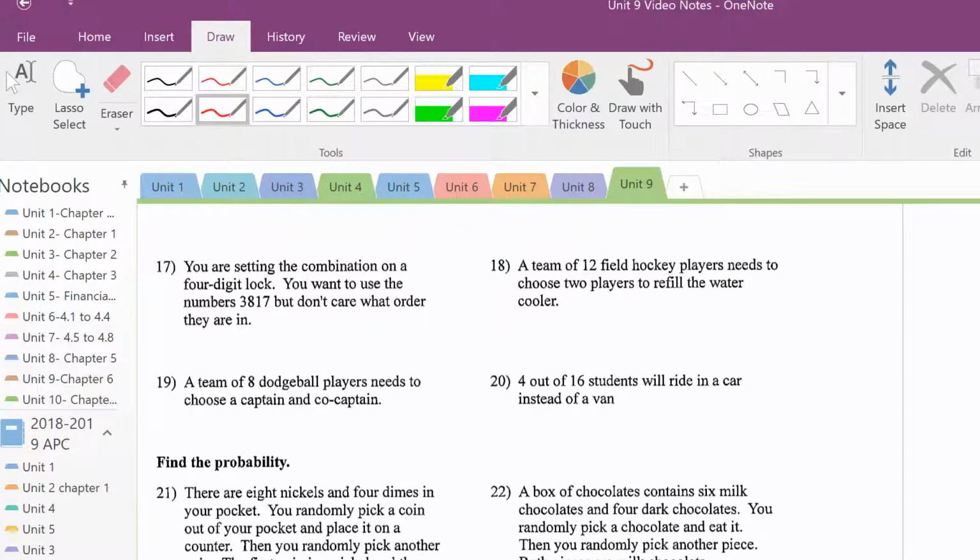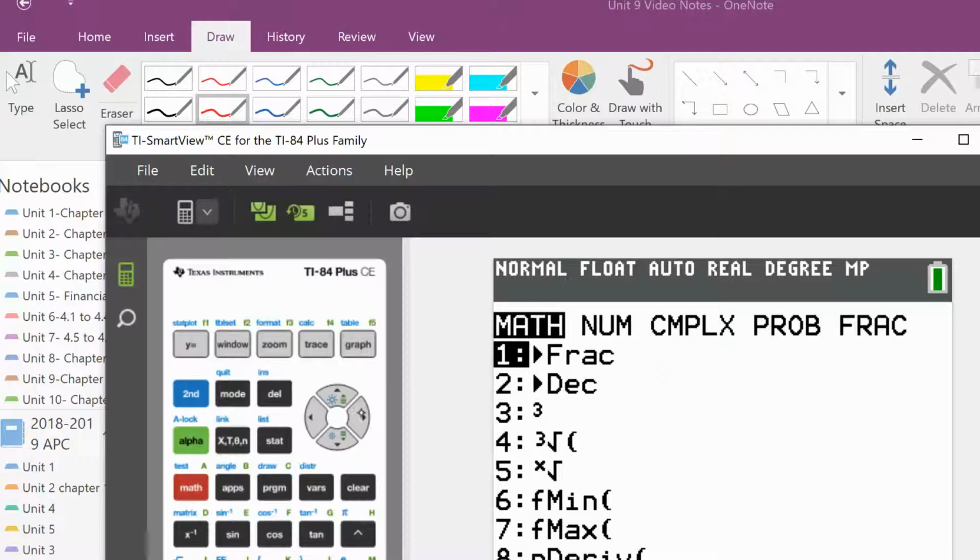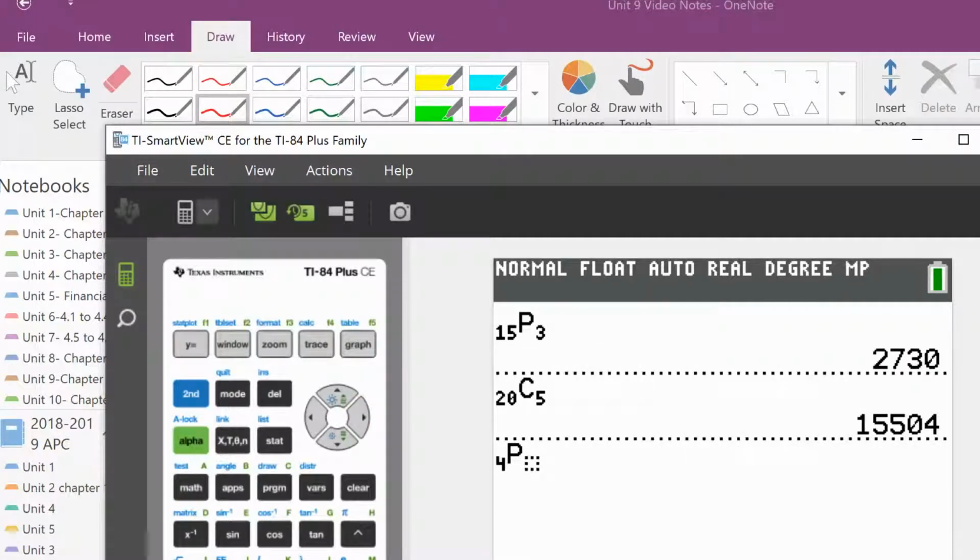Like number 17, you're setting the combination on a 4-digit lock. Now, even though it says combination, think of your locker. The combination matters, like 5, 12, 20. That is different than 25, 12 when you use your locker. So this is a permutation. And you would choose 4 numbers in 4 different ways. So you get out your calculator, 4, math, probability, permutation 4, and you go 24.